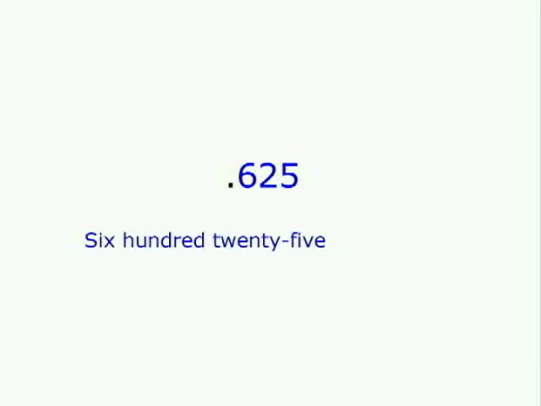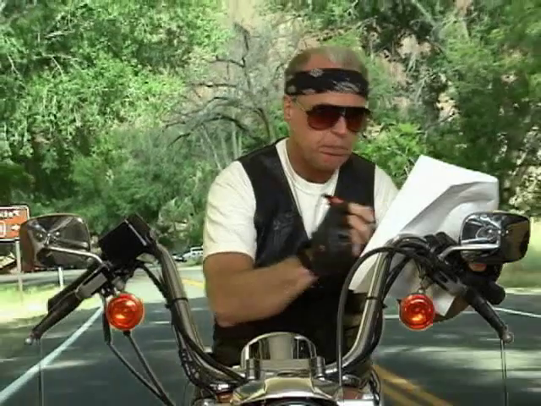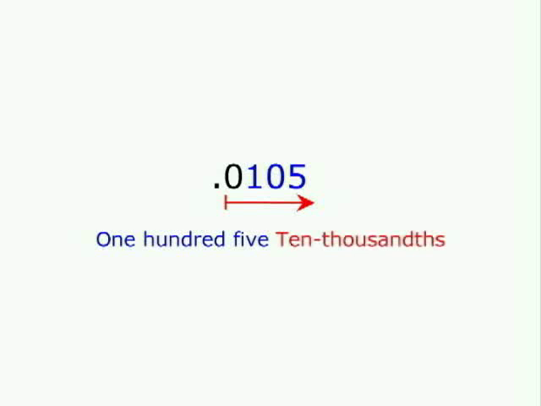Bruno, can you write this number in word form? I think I can. The numerical part is 625, and the place value part is thousandths. 625 thousandths. That's correct. Irving, can you do this number? I sure can. The numerical part is 105, and the place value is 10 thousandths. So it's 105 10 thousandths.